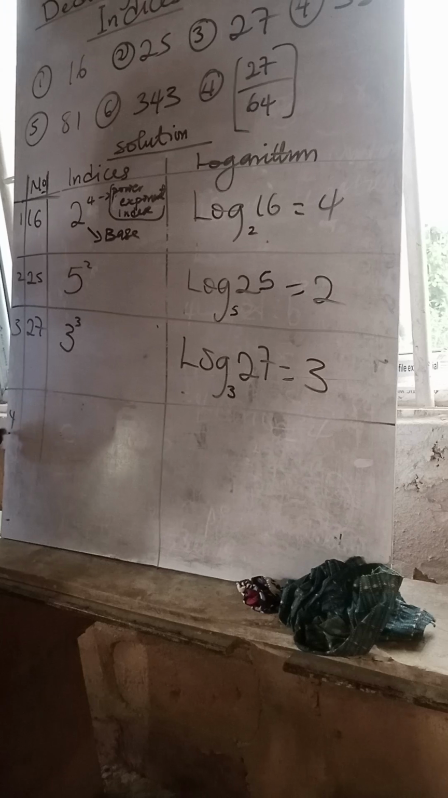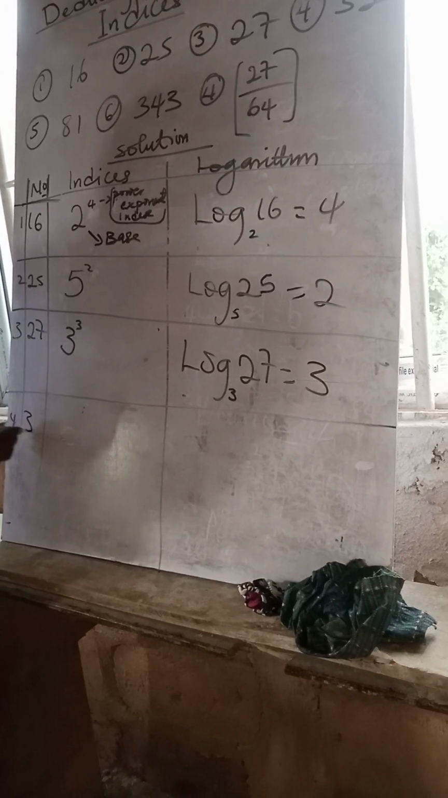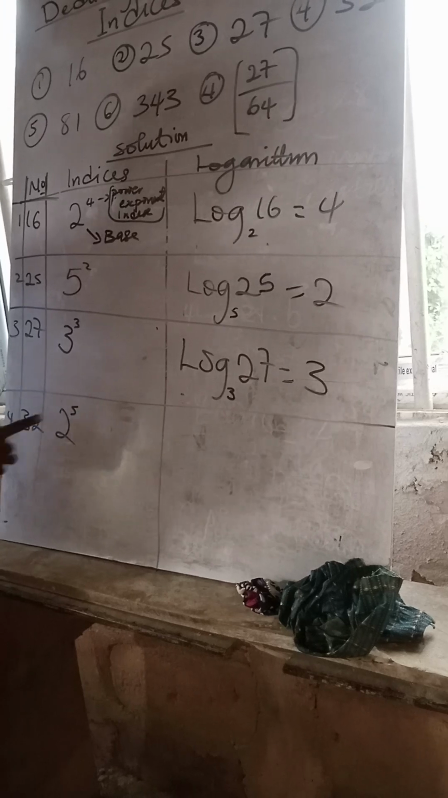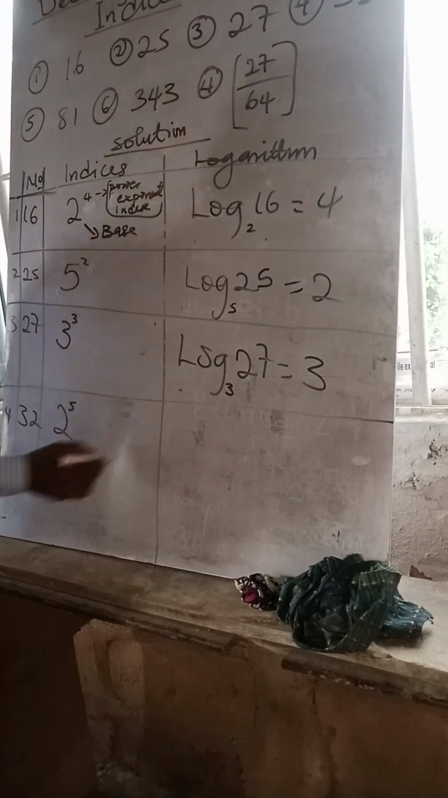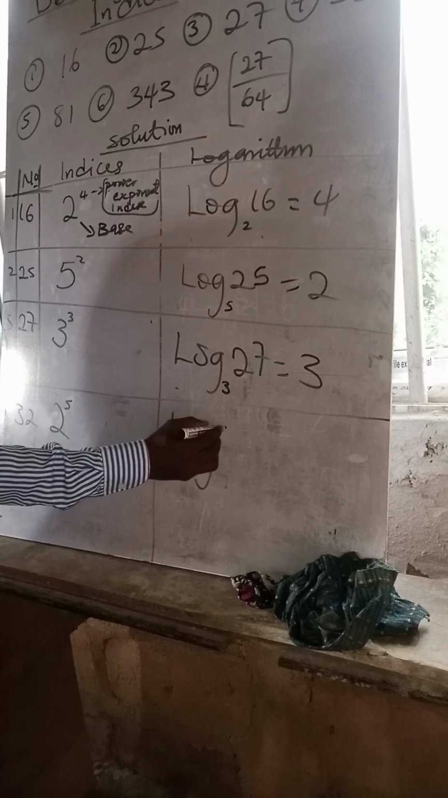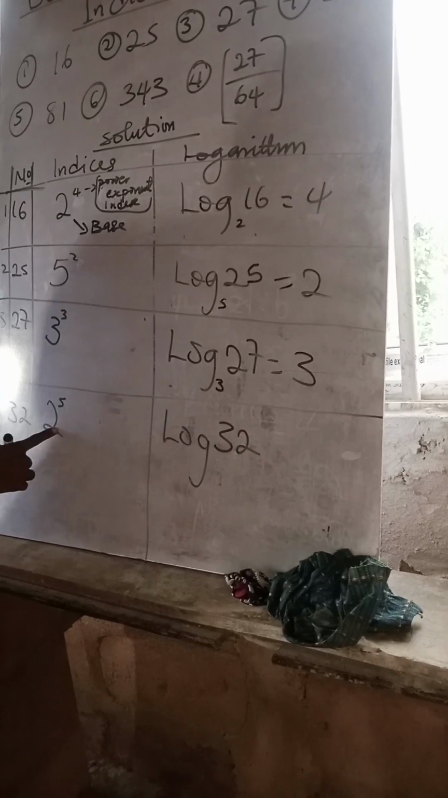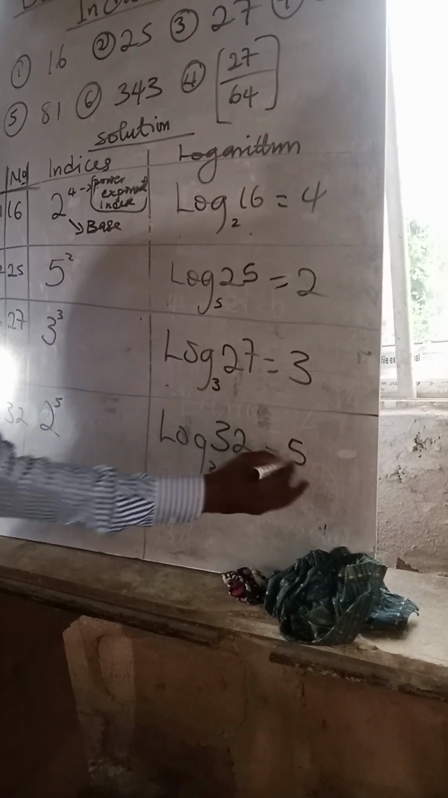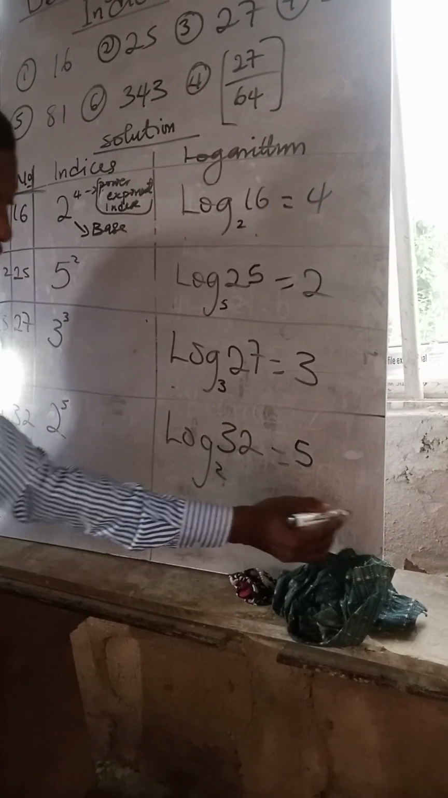Number 4 is 32. 32 is 2 raised to the power of what? 5. We already know our answer is 5. Am I right? So what is log 32? What is our base here? 2. Equals to what? Our power, 5. That's the rule there.